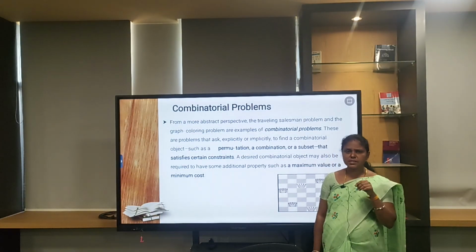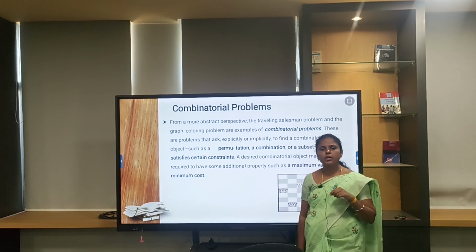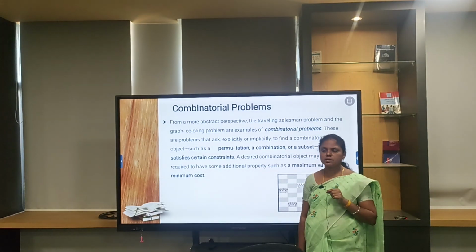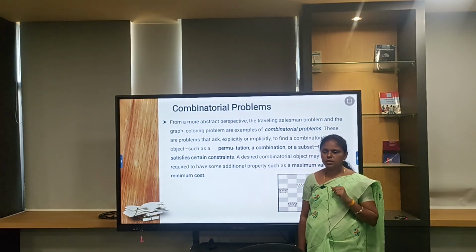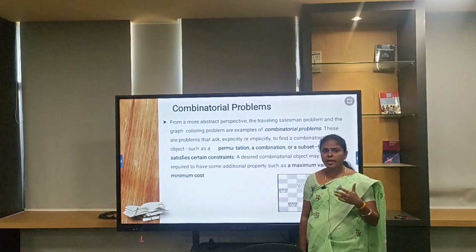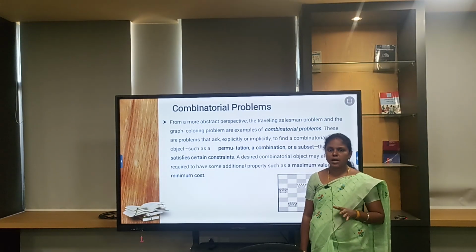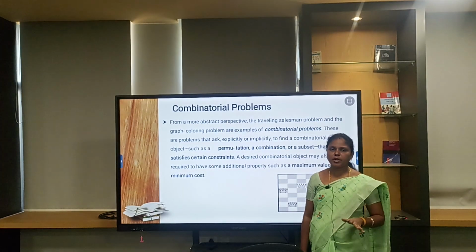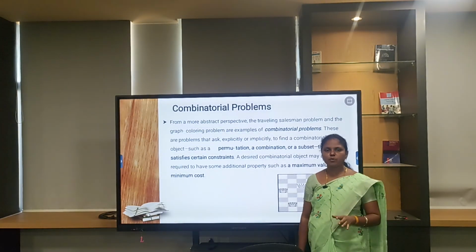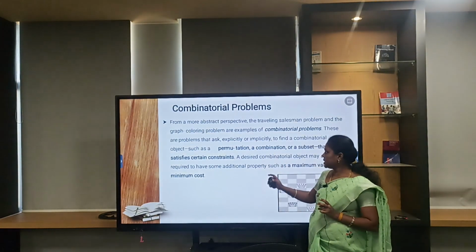If I start placing the queen from (1,1) in the n cross n chessboard, I will get one solution. If I start with (1,2), I will get a different solution. So I may get n factorial solutions for the same problem, but all the solutions are correct. I can't prove that one is the correct one. That kind of problem is called a combinatorial problem. That is the implicit constraint.